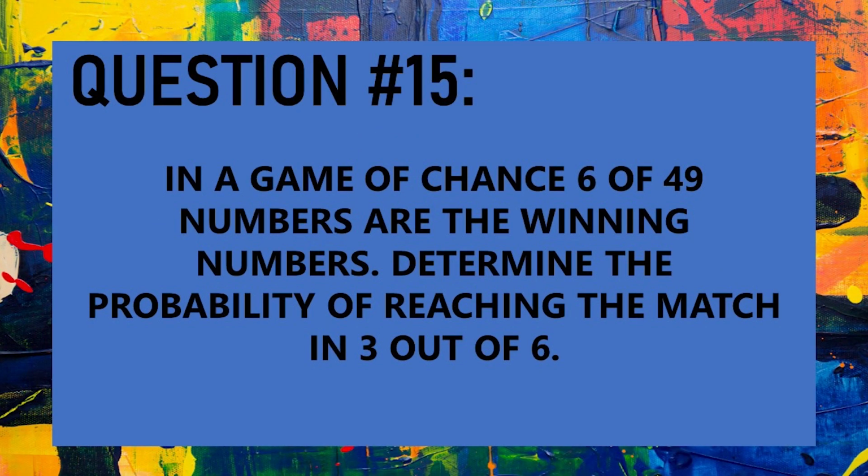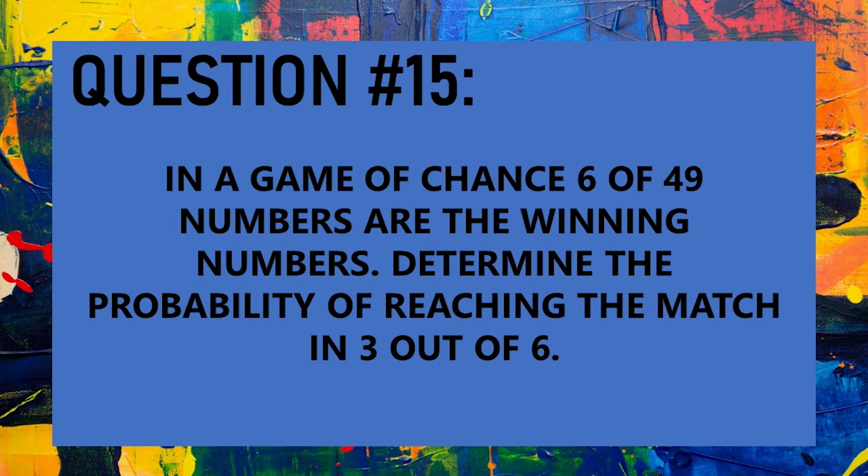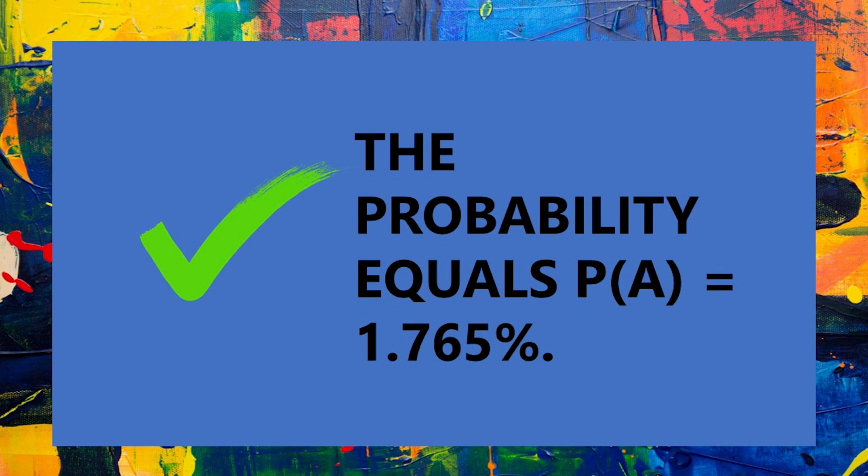Question number 15. In a game of chance, 6 of 49 numbers are winning numbers. Determine the probability of matching 3 out of 6. The probability is P equals 1.765%.